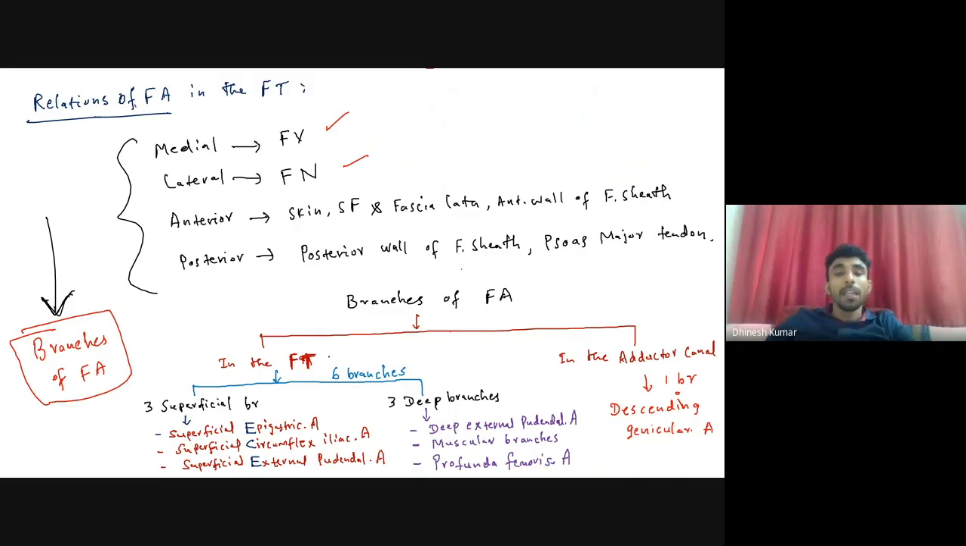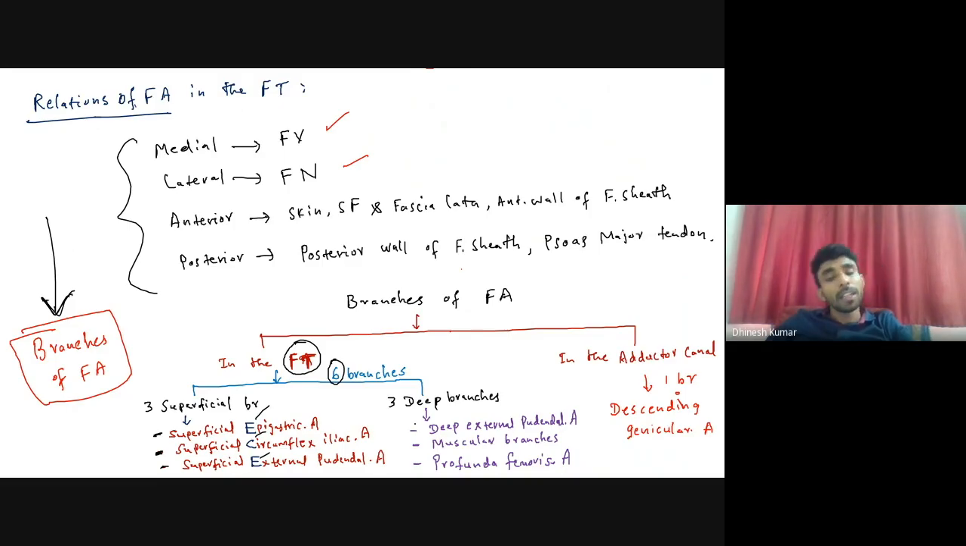So actually within the femoral triangle, the femoral artery gives 6 branches. What are the 6 branches of the femoral artery in the femoral triangle? Yes, 3 superficial branches and 3 deep branches. The 3 superficial branches can be remembered as ECE, okay. Superficial epigastric artery, superficial circumflex iliac artery, superficial external pudendal artery, okay.